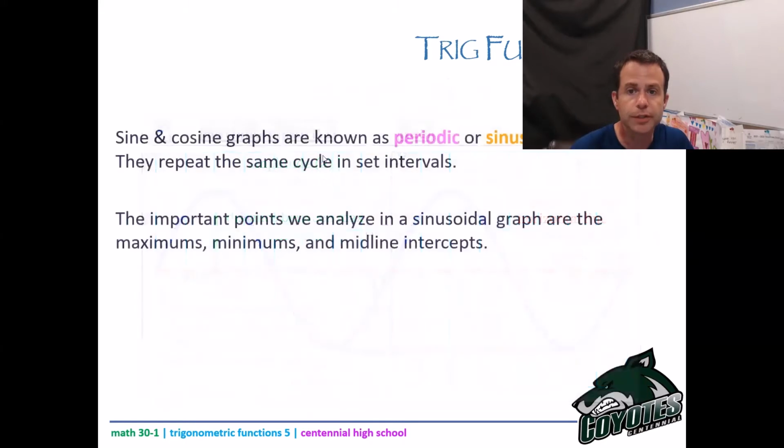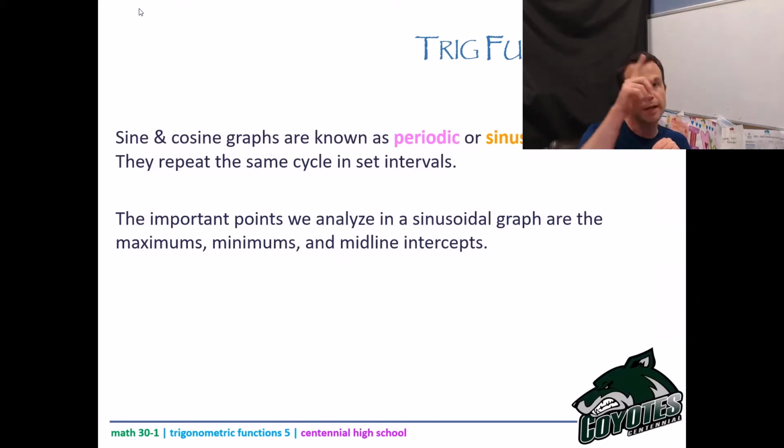All right, so we're just going to quickly summarize what we've talked about here with all of this new vocabulary. So sine and cosine graphs are known as periodic or sinusoidal functions, okay? Periodic just means they repeat every particular cycle, and that cycle is known as a period. They repeat the same cycle in set intervals. The important points that we analyze in a sinusoidal graph would be your maximum points, your minimum points, and then your midline intercepts, okay? Remember the midline intercept was that D value. So where is the graph hitting that D value each time, okay?